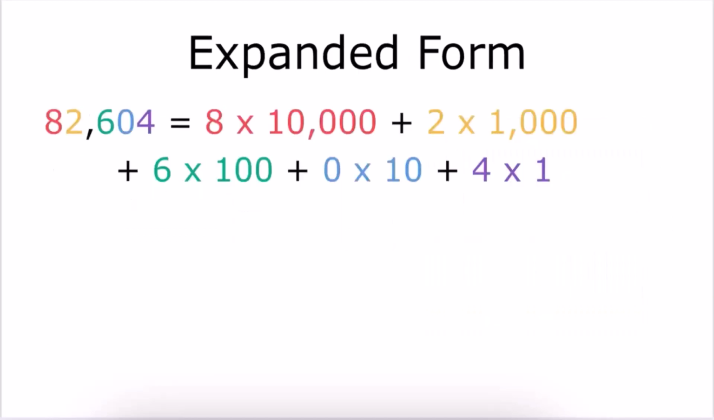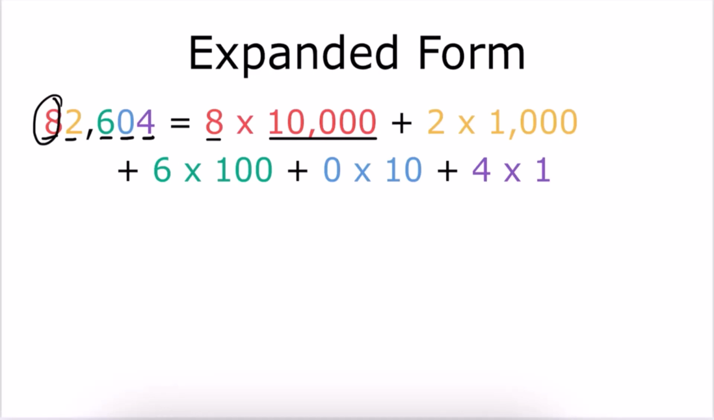So one of the things that is often taught to help students understand how the base 10 number system works is to write numbers in expanded form. Expanded form is basically when you take the number in each place value and you write it out and show what those place values represent. So if you have 82,604, you would say, okay, I'm going to have 8 times 10,000 because I have an 8 in the 10,000 spot.